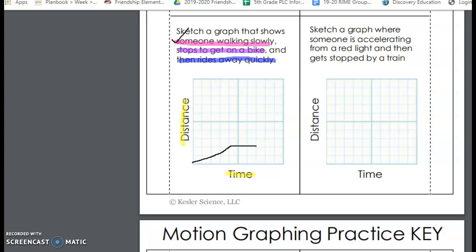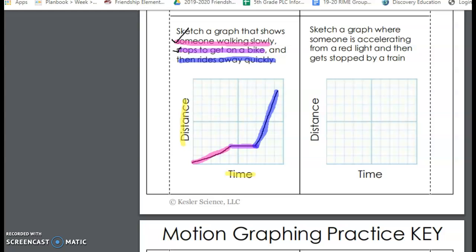Now, when I get on a bike and I move away quickly, am I moving faster than I was when I was walking slowly? So should my line be less steep or more steep than the walking line? I should have a steeper line leaving. So there we go. If I go back and look at it, someone walking slowly, someone stopping to get on a bike, and once they're on the bike, riding away, obviously a lot quicker than they were walking earlier.